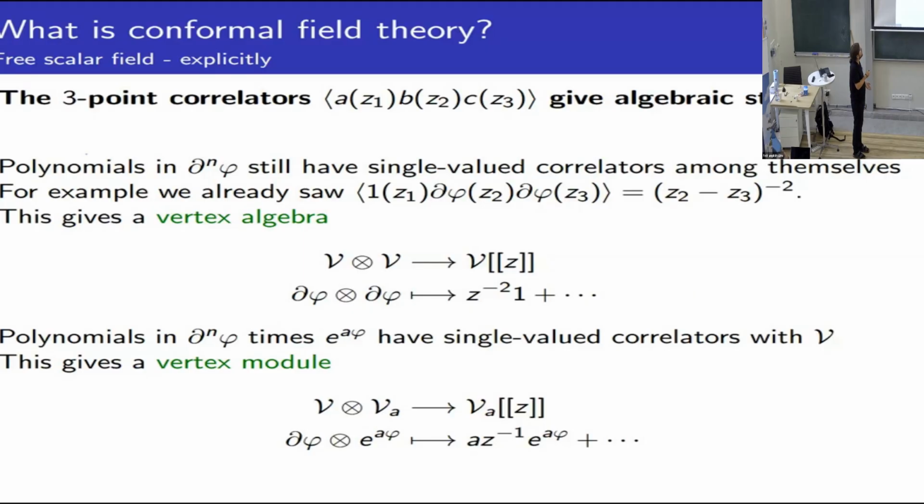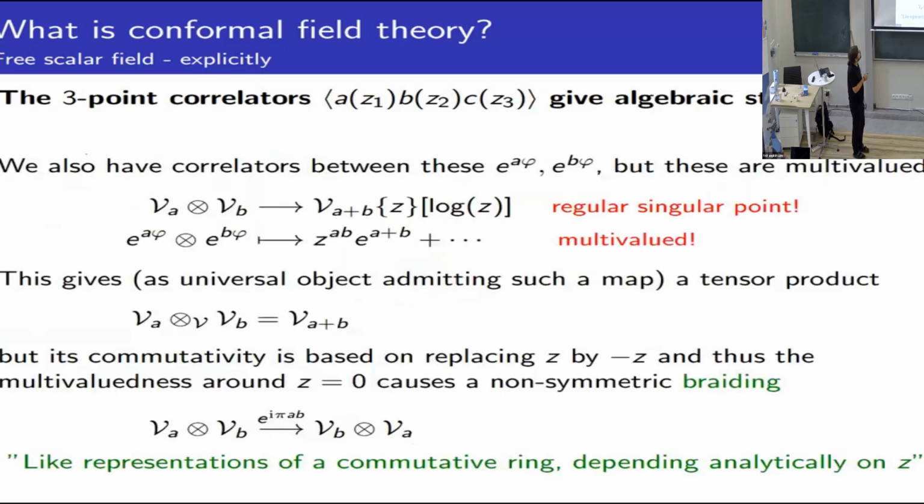So all of this is basically a kind of multiplication of things, but depending on z. So they are depending on what z1, z2, and z3 are. And if you now do this for 2 of these guys, you suddenly have a multi-valued function. So you have e to the a phi and e to the b phi, and then the correlator will contain something like z to the ab. And if a and b are not integers, then this is a multi-valued function. And so if this was too much, then I apologize. I just wanted to sort of arrive from the analysis side to what I want to say.